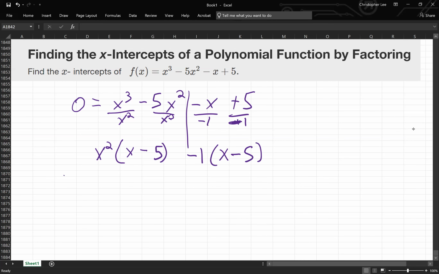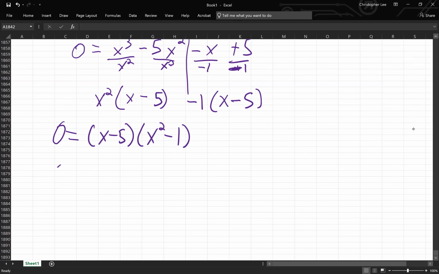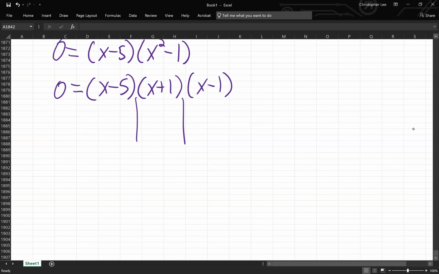So we're going to factor that out. So we should have 0 equals x minus 5 and x squared minus 1. But you know, that's the difference of 2 perfect squares, right? So let's go a step further. So this is 0 is equal to x minus 5, x plus 1, x minus 1. And then you already know, set them all equal to 0.